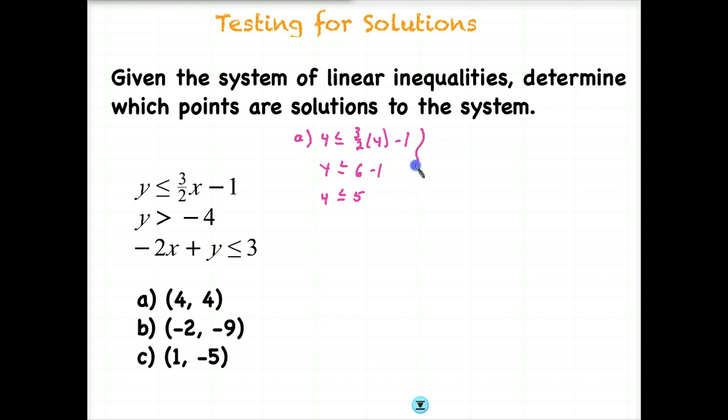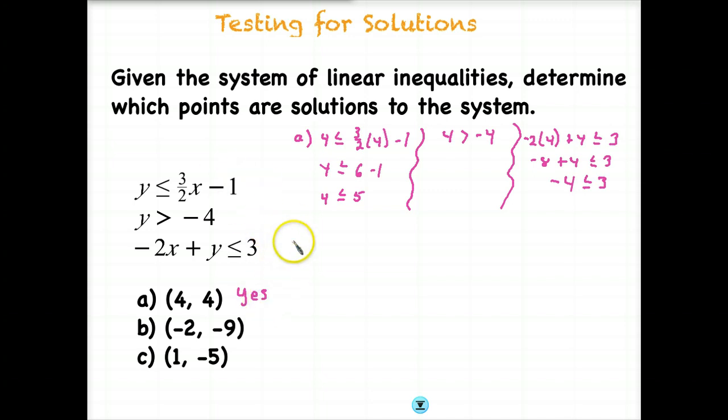Now we can test it in our second equation, which is just y is greater than negative 4. Well, y is 4. Is 4 greater than negative 4? It is. So let's test it in our third equation. We have negative 2, plug in the x value of 4, plus a y value of 4 as well. Negative 2 times 4 is negative 8, plus 4 has to be less than or equal to 3. So negative 8 plus 4 is negative 4, and that needs to be less than or equal to 3, and it is. So this point satisfies all 3. It is, in fact, a solution to our system.